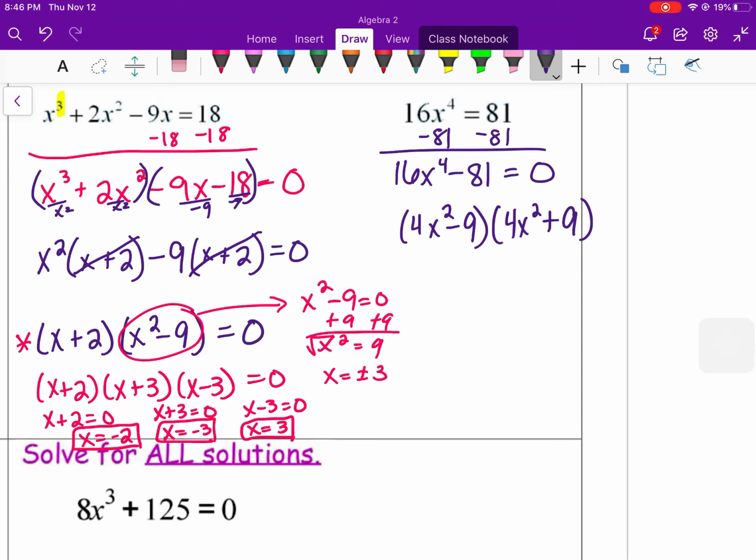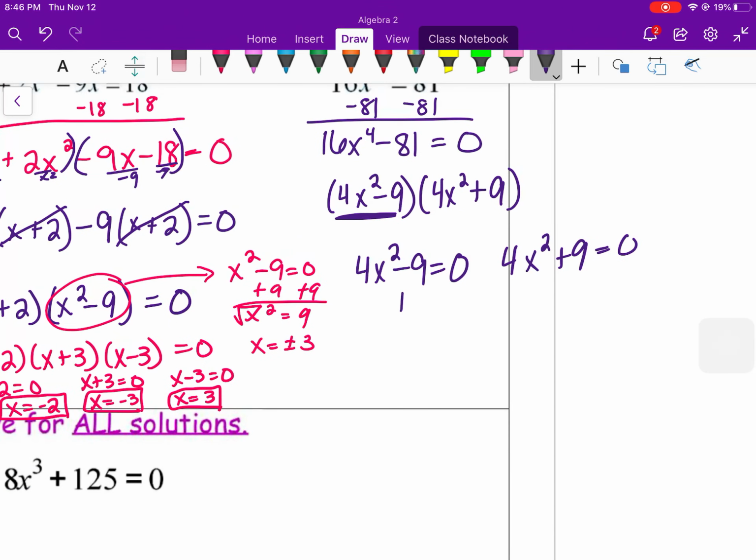So perfect squares in both. So this one technically factors more to 2x plus 3 and 2x minus 3. But since you're solving, you could set these quadratics equal to 0 now and solve, either by quadratic formula or square roots. So I can solve by square roots if I add 9 to both sides, and then 4x squared equals 9, divide by 4, get x squared equals 9/4.